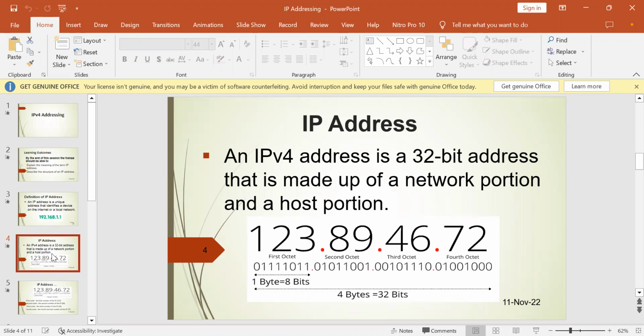So we need to note, just as a correction, that we don't say point, but we say dot, because this is a dotted notation, and that is why we call this address 123.89.46.72. Is that clear, class? Yes. Now you can see that we have the first octet, the second octet, the third octet, and the fourth octet. And you can also see that we have further converted this decimal IP address into binary, and we have a total of 32 bits. Okay?